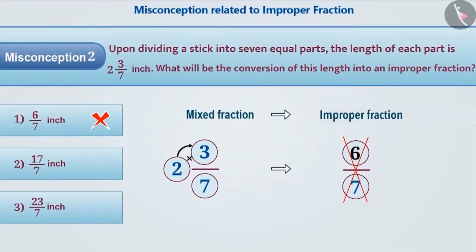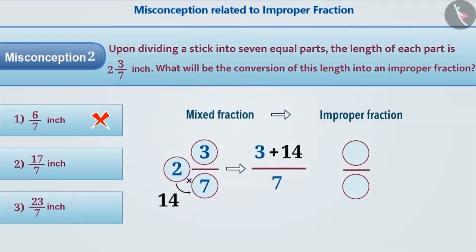The correct way is that while converting a mixed fraction into an improper fraction, we have to multiply the whole number with the denominator and the result is added to the numerator. In this example, we multiply 2 with 7 and the result is added to 3. By doing so, we get 17 in the numerator and by placing 7 in the denominator, we get the improper fraction 17 by 7 inch. That means option 2 is correct.